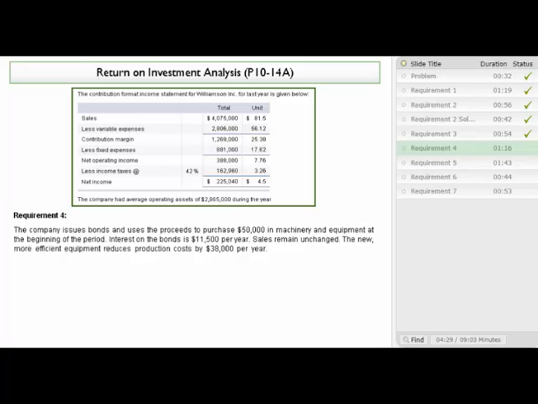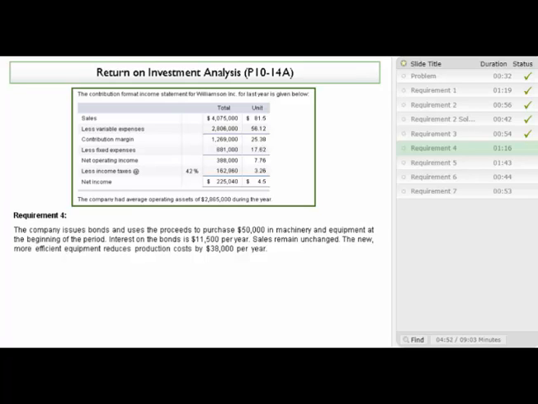Now on requirement 4, they tell us that the company issued bonds and used the proceeds to purchase $50,000 in machinery and equipment at the beginning of the period. They tell us interest on the bonds is $11,500 per year and sales remained unchanged. The new, more efficient equipment reduces production cost by $38,000 per year.